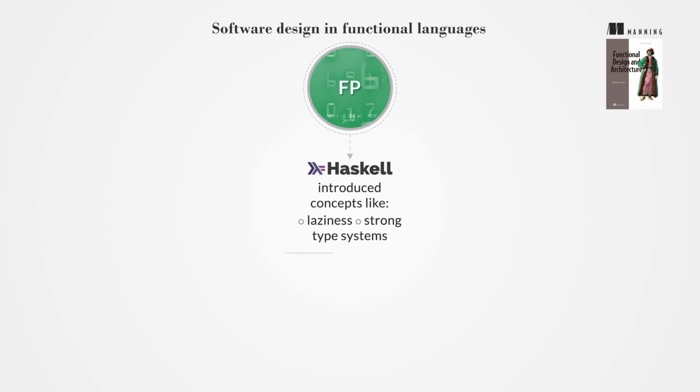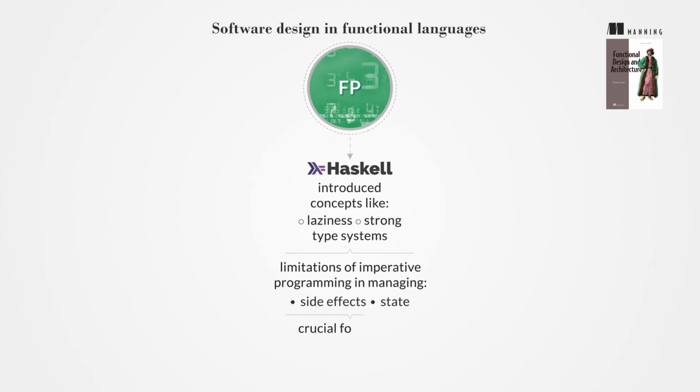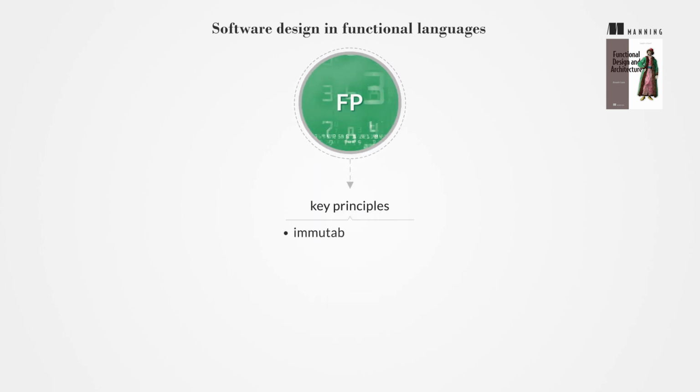Functional programming, initially academic, gained traction with languages like Haskell, which introduced concepts like laziness and strong type systems. These ideas addressed the limitations of imperative programming, particularly in managing side effects and state, crucial for parallel programming. Key principles include immutability and purity, ensuring deterministic behavior, and reducing bugs in concurrent code.